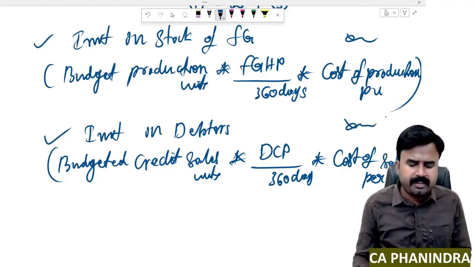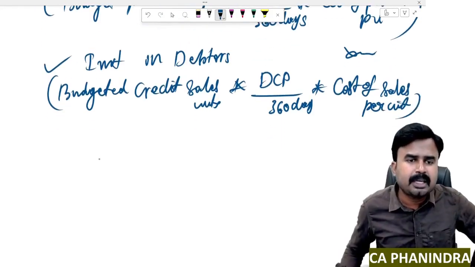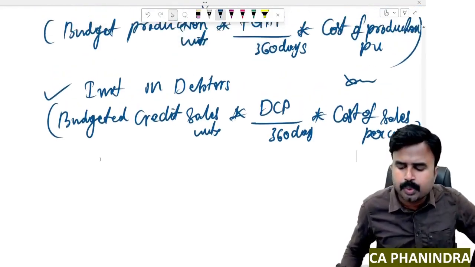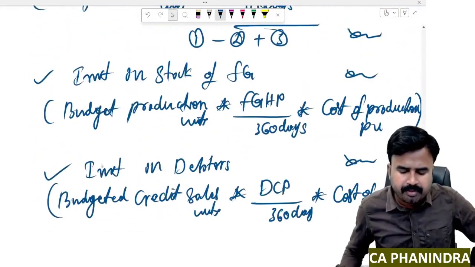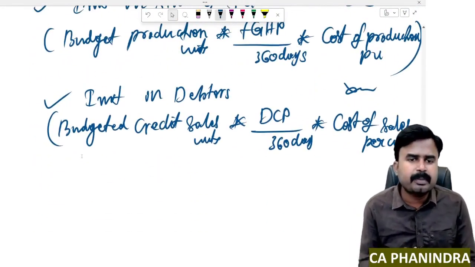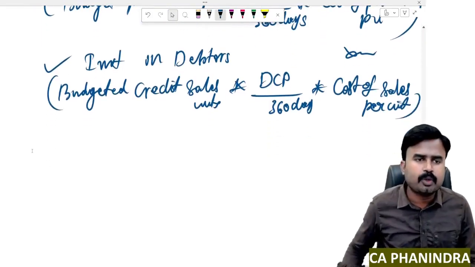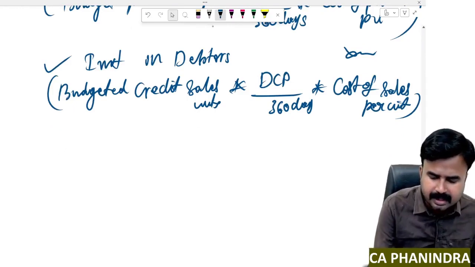So what is the formula for investment in debtors? Budgeted credit sales units into debtors collection period divided by 360 days into cost of sales per unit. This is my next investment. So we are taking all the formulas, dear students. Cost of sales per unit means cost of sales, which is calculated from the cost statement.